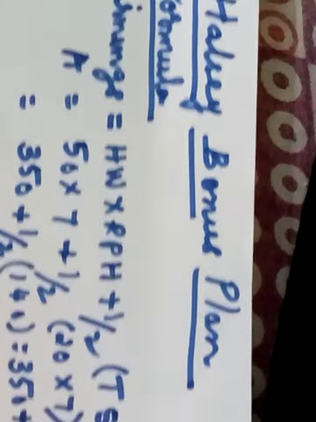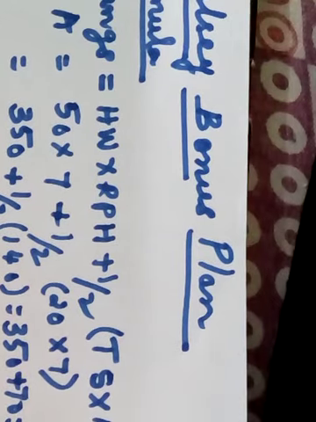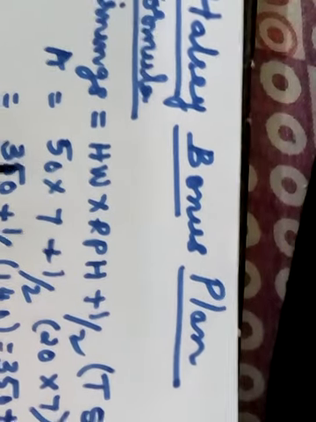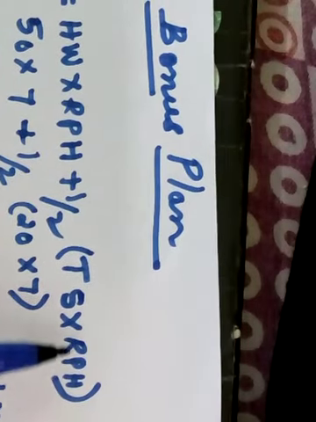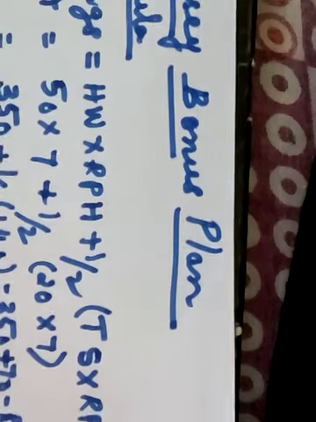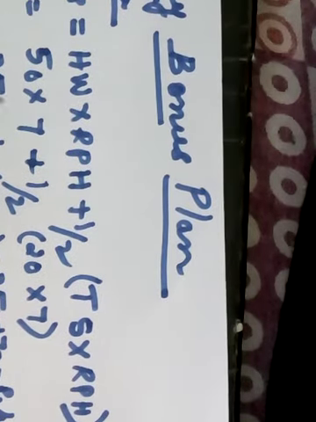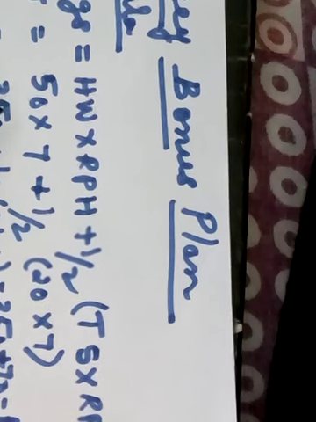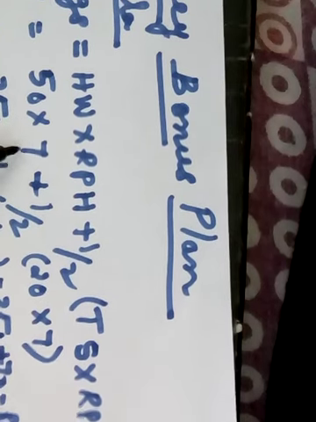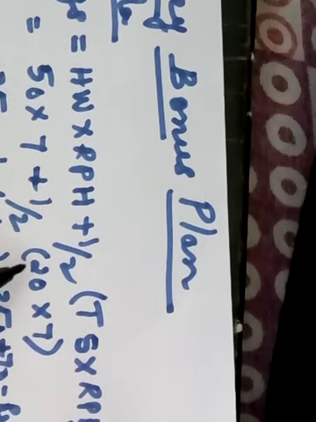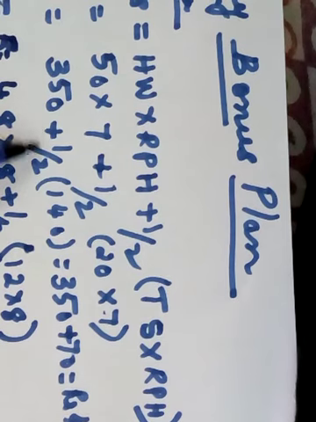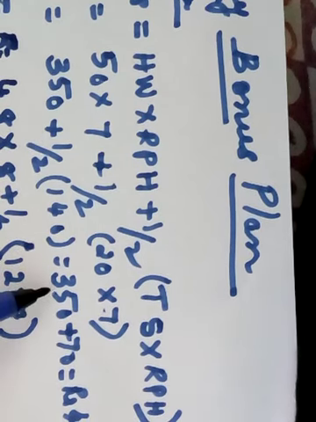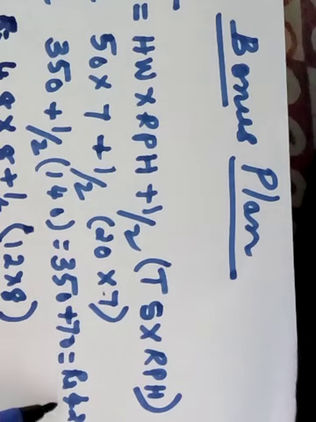The formula for calculating earnings under Halsey bonus plan is earnings equals hours worked into rate per hour plus half of time saved into rate per hour. In case of A, hours worked is 50 into rate per hour 7 plus half of time saved, 20, into rate per hour 7. So the calculation is 350 plus half of 140 equals 350 plus 70 equals 420.